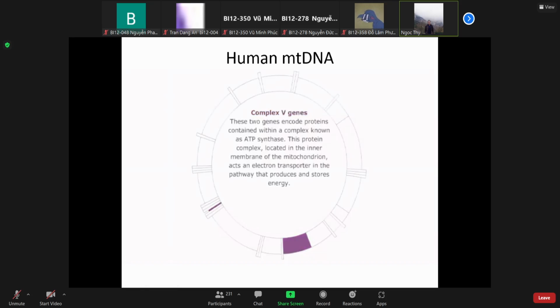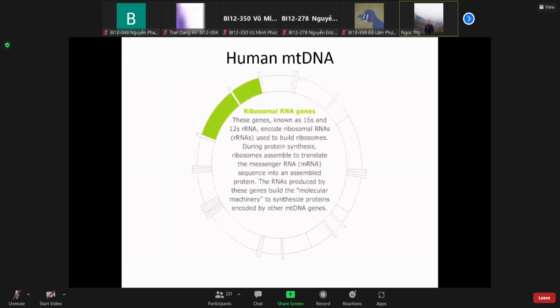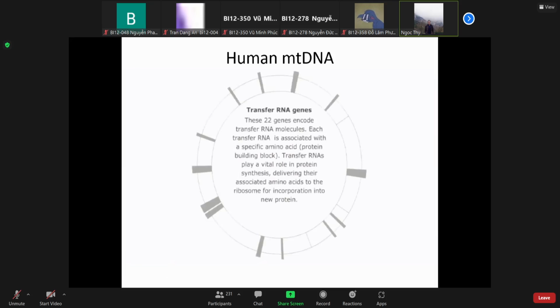Complex 5 genes. These 2 genes encode proteins of the ATP synthase complex. This complex is located in the inner membrane of mitochondria. Ribosomal RNA genes. These 2 genes, known as 16S and 12S, are RNAs used to build ribosomes. During protein synthesis, ribosomes assemble to translate messenger RNA.